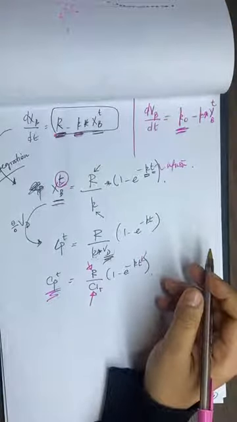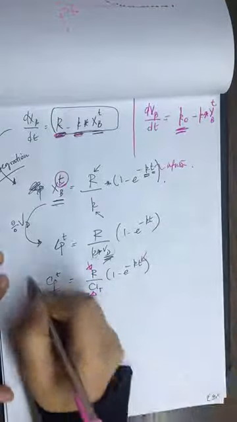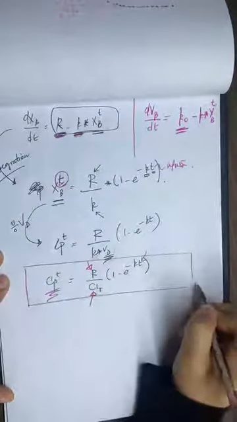So those are the factors that are affecting the concentration in the plasma. This will be your model equation.